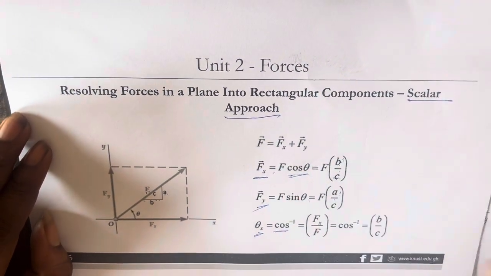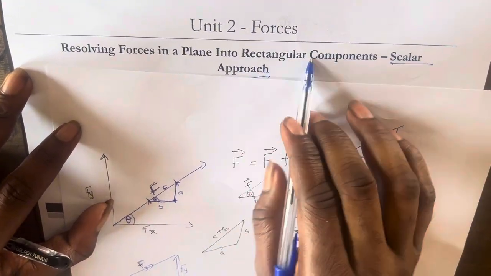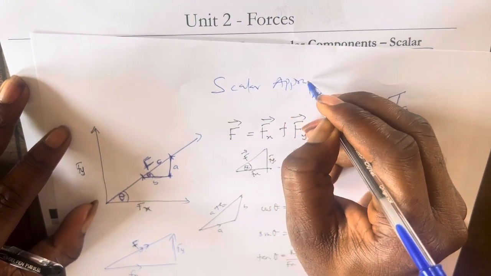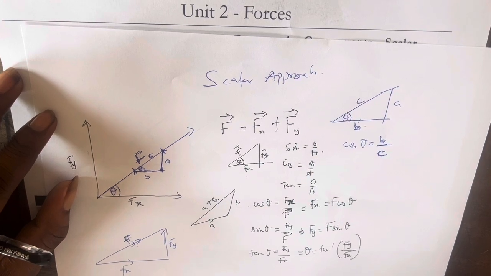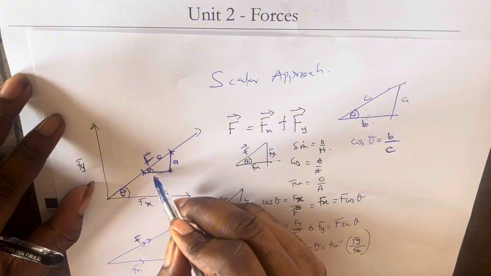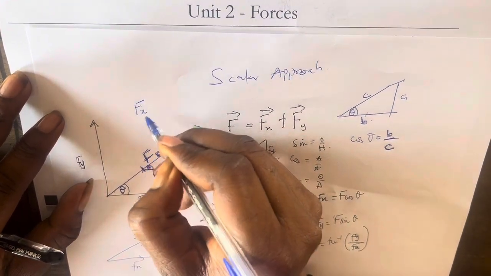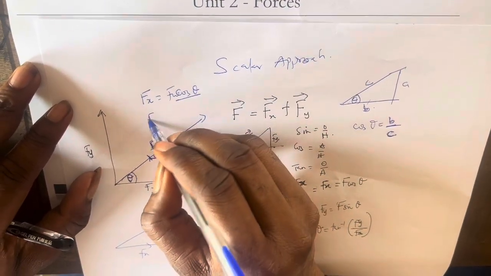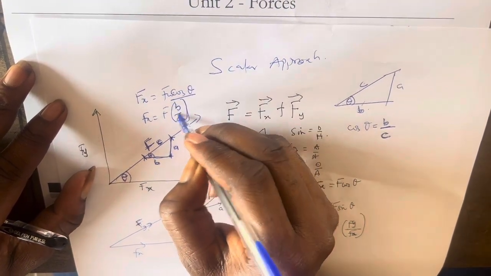So this is how we represent forces in the plane into their respective rectangular components. And this is a scalar approach. A scalar approach simply means we don't mind the direction, that is, only the numbers on the sides, not necessarily the direction. So we get Fx equal to F cos theta, and with cos theta, Fx is now equal to F into bracket B over C. B over C.